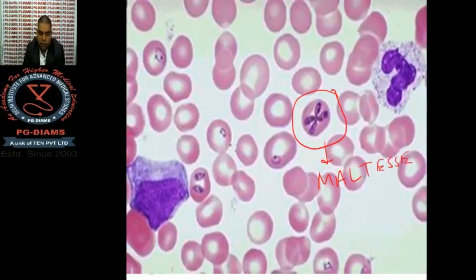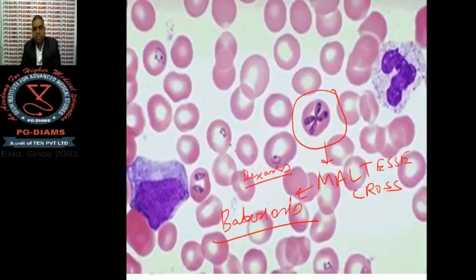Maltese cross, and it is present in a disease known as babesiosis. What happens in babesiosis? In babesiosis, this parasite enters the body of a tick, and that tick transmits it to human beings or to dogs, and if it comes to a human being, then it leads to hemolytic anemia.